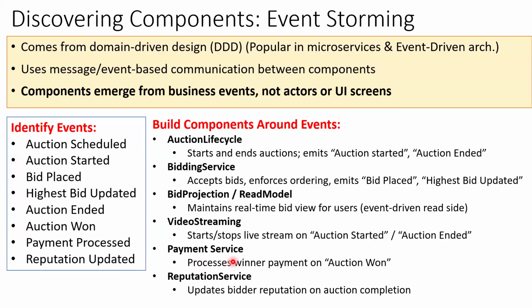Payment service processes the winner payment on auction won. On this event, you trigger this payment service, and then this will happen. And then you can have reputation services, which updates the bidder reputation on auction completion. So you probably end up with very similar components as you did in the actor action approach, but these are more based towards the events happening within your system.